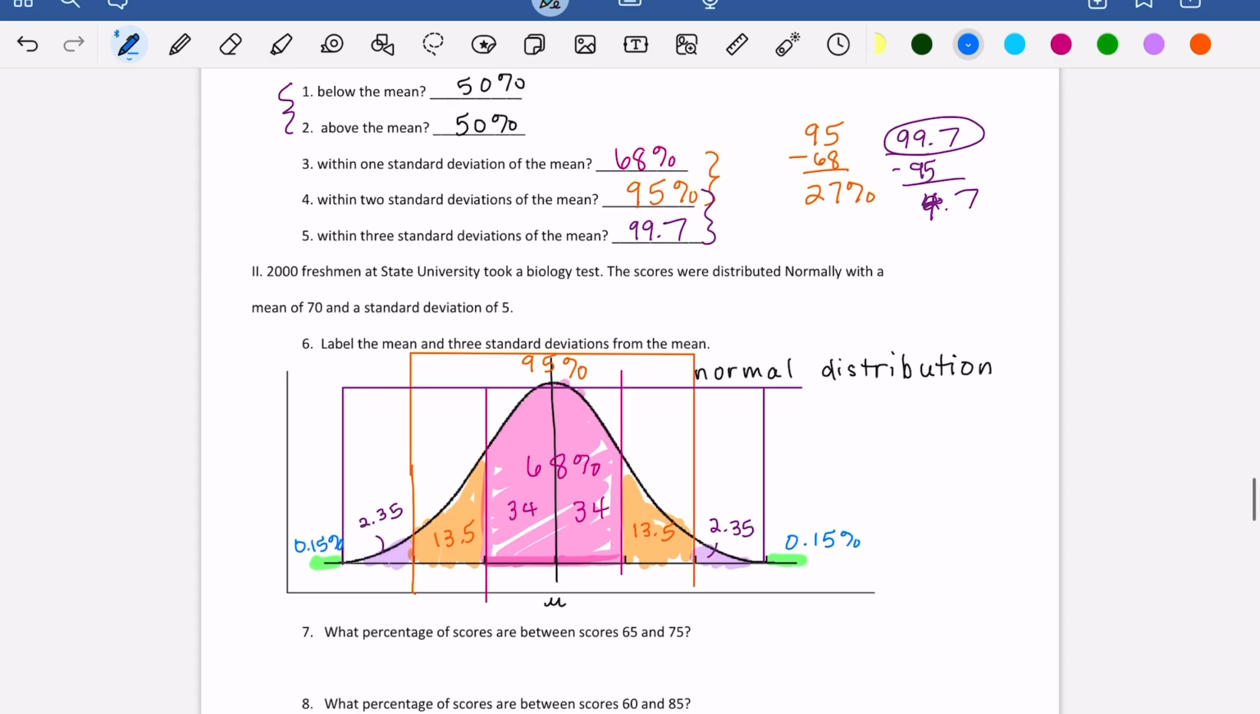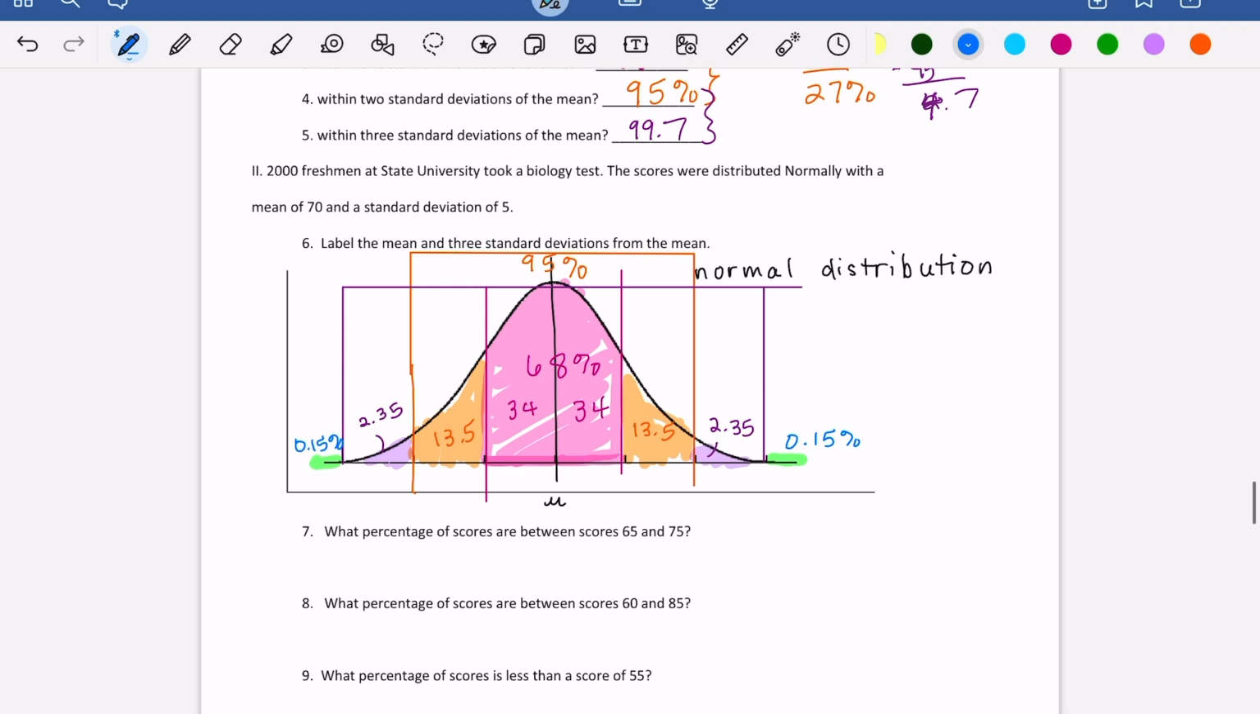Now, we have a situation where 2,000 freshmen at a state university took a biology test. The scores were normally distributed with a mean of 70 and a standard deviation of 5. Okay, cool. What does that mean, though? So our mean always goes in the middle. That's going to be this point because this is symmetric data. So our mean is 70. The mean always goes in the middle because it is the center of the data. And then it says it has a standard deviation of 5. So on the positive side of that, we add 5. So this is 75, this is 80, and this is 85.